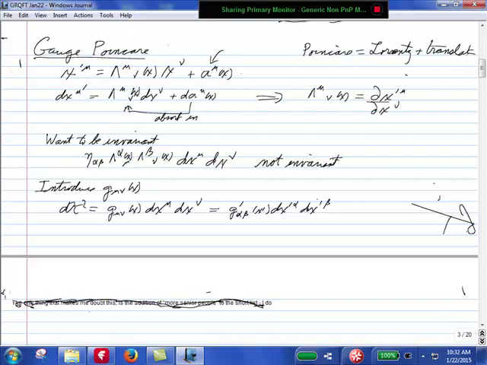So it's a little formalism. Any questions? Okay, I want to write out an invariant action, and I'm one page away from doing that. The invariant action requires an invariant volume.